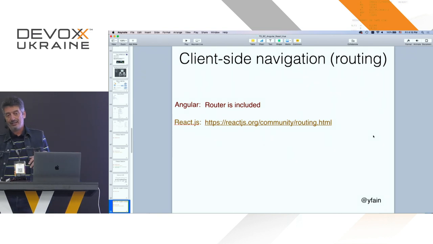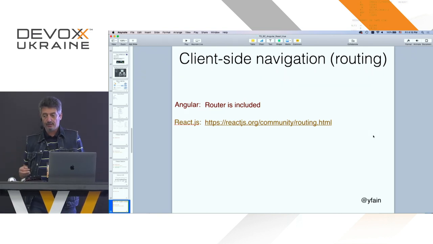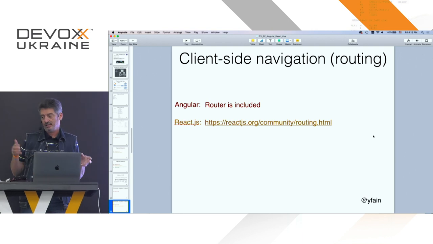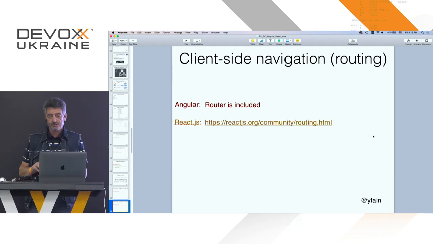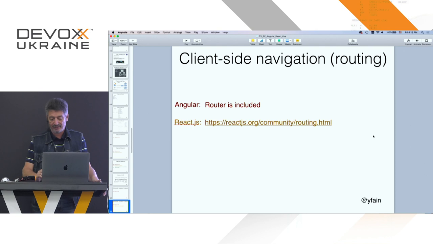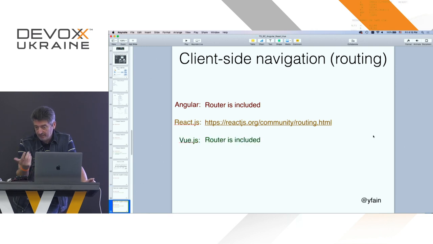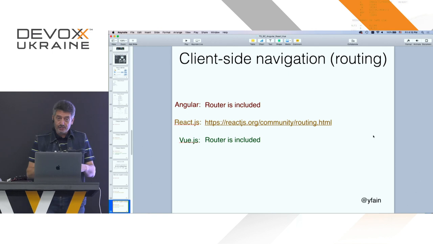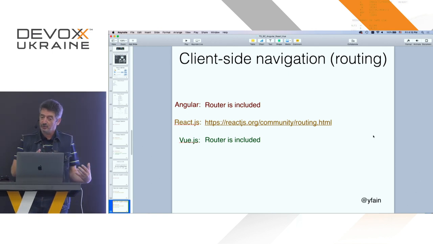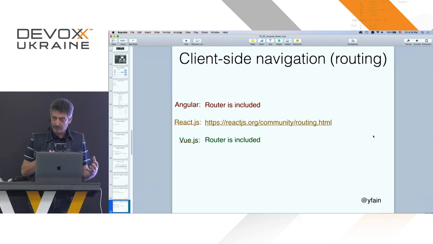In React.js, there are options. So there is React Router, there are some other libraries. If you go to this link, you will see several ways of managing routes or client-side navigation with React. Once again, I'll repeat, React.js was created as an excellent library for rendering UI. Routing is like an extra. In Vue.js, they include their own router as well. So it's not only the core library, but the router is a part of Vue.